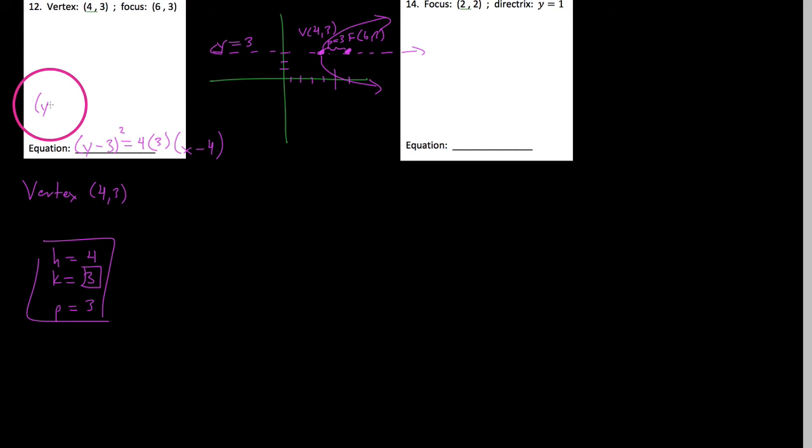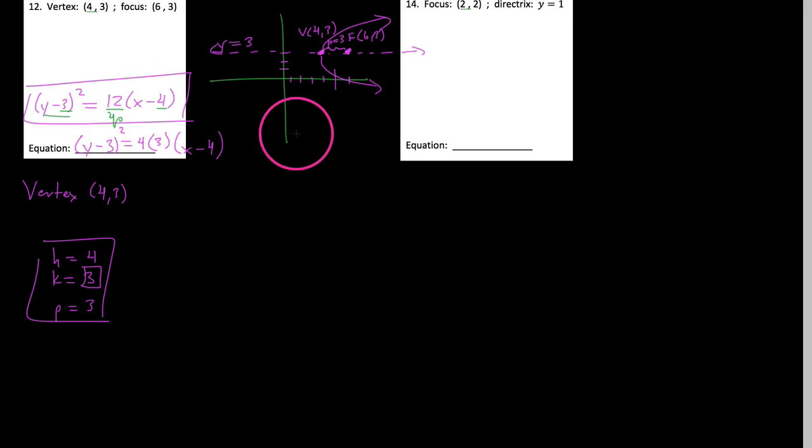We certainly do want to clean it up if possible, and in this case we can. We say y minus 3 squared equals 12 times x minus 4. And from here, we could tell things like it does open sideways because y is squared. We know that our h and our k are 4 and 3 respectively, and because 4p equals 12, p must be 3. So look at number 14 with me now.